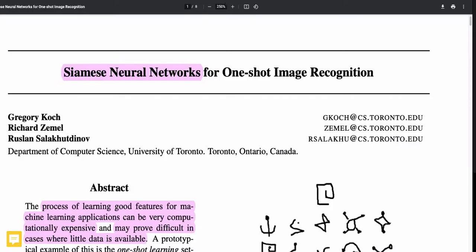And one of the approaches to addressing zero-shot learning is through Siamese neural networks. So that's why I picked this paper for that discussion.